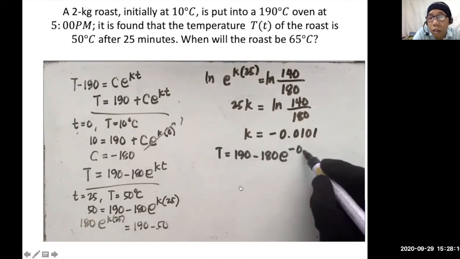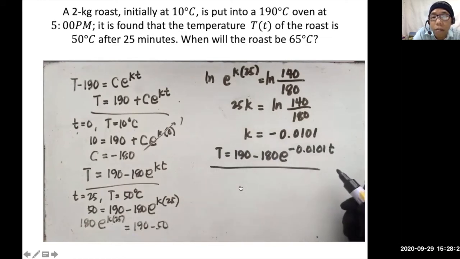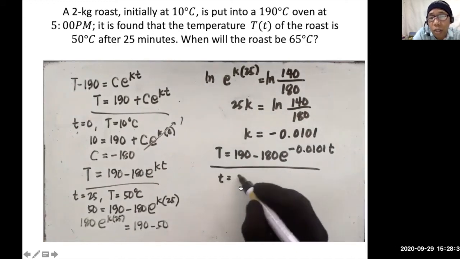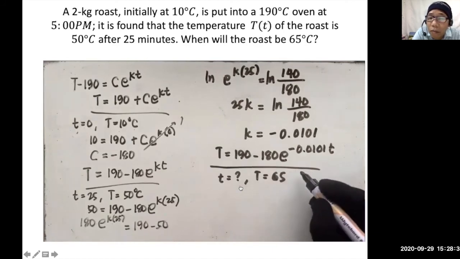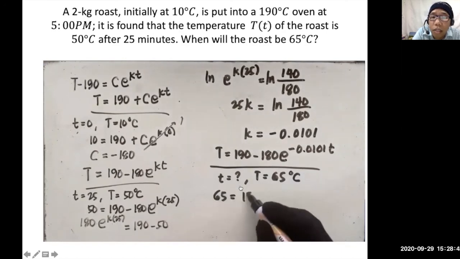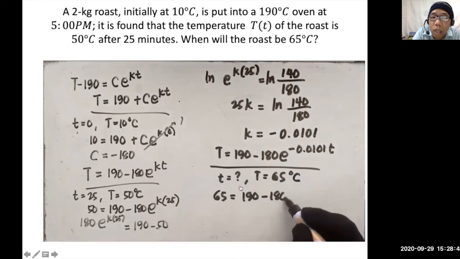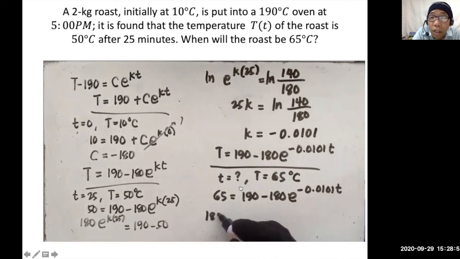So here we have now the solution, t is equal to 190 minus 180 e raised to minus 0.0101 times t. So we utilize ito yung expression kumbaga na kapag given ka ng temperature, masolve mo yung time. Pag given ka ng time, masolve mo yung temperature. Okay, so now we can solve for the time at which the temperature will become 65 degrees Celsius. So 65 equals 190 minus 180 times e raised to minus 0.0101 times t. Okay, iba dyan ang ginagawa nila, input sa calculator, shift solve.